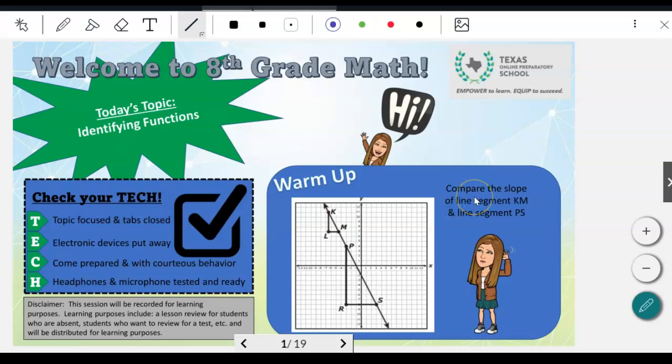Hello, today's lesson is identifying functions. We'll start with a warm-up there. Compare the slope of line segment KM and line segment PS.